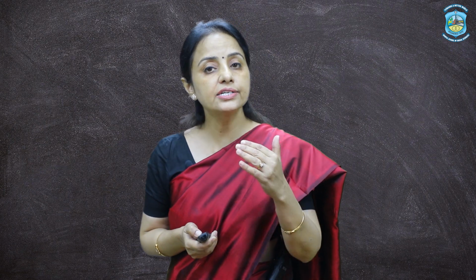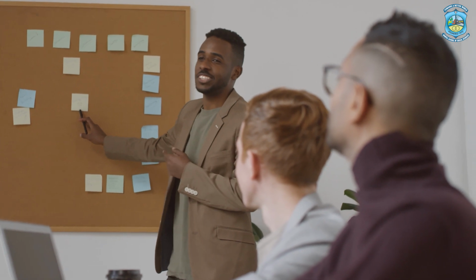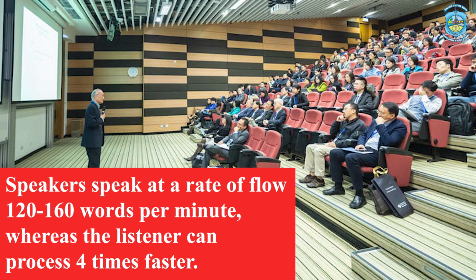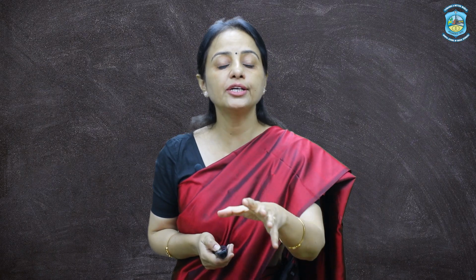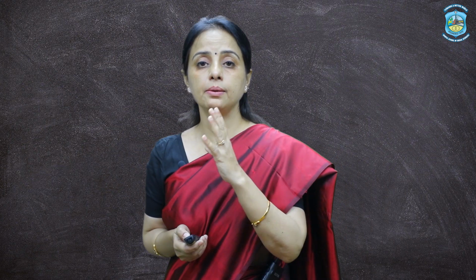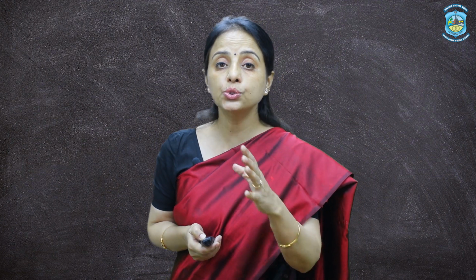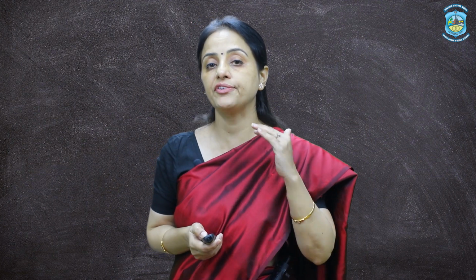Another barrier is the difference in the speed of talking and listening. The speed at which I am speaking and the speed at which you are listening. Speakers speak at a rate of 120 to 160 words per minute, whereas the listener can process 4 times faster. So there is always a difference. So that is the time which you get to procrastinate, whether you are in a class or whether you are in an office situation. So these are the 5 important essential barriers to communication which we need to understand so that our communication from the sender to the receiver is effective.